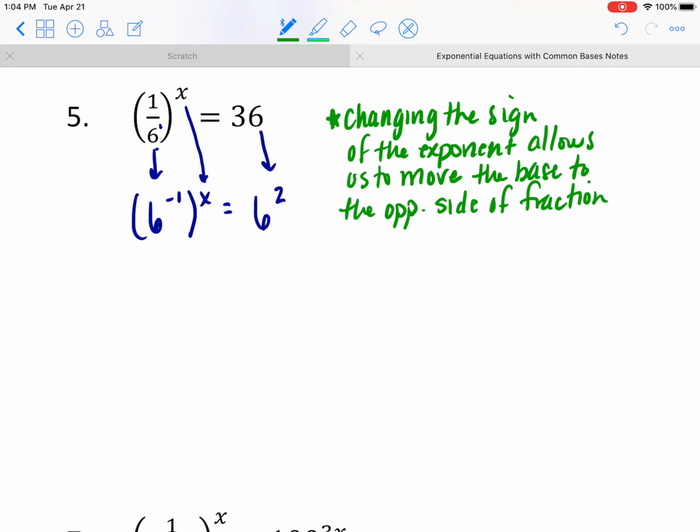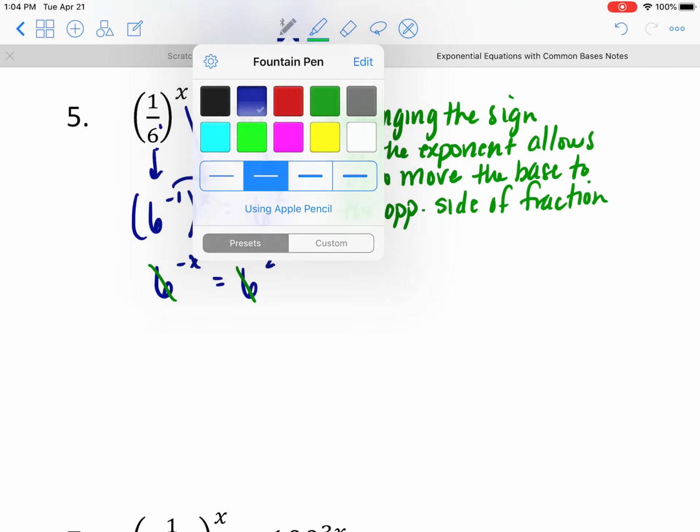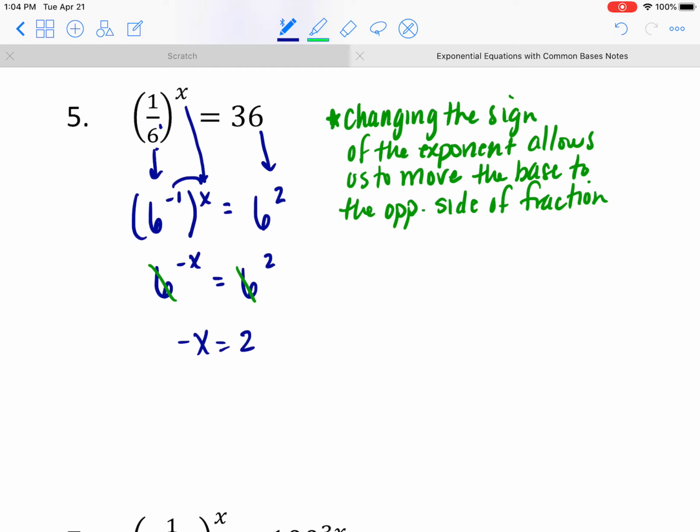Normally, if we start with a negative exponent and we move it to the other side of the fraction to make it positive, well, here we already have a positive exponent, but it's the same rule. If I move it to the other side of the fraction, I change the sign, okay? So here, we're going to multiply this and say this is 6 to the negative x equals 6 to the 2nd power. Now I can cancel these like bases. That means that negative x has to equal 2.